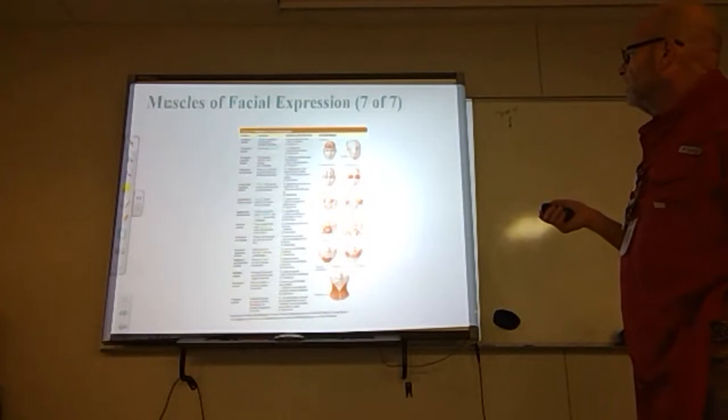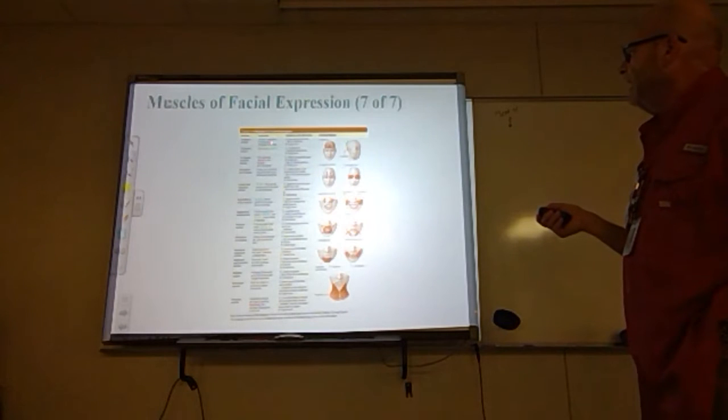So for instance, you have the action of the frontalis muscle. It elevates the eyebrows and wrinkles the skin of the forehead horizontally. It originates on the epicranial aponeurosis. It inserts on the skin of the eyebrows. The nerve is the facial nerve.